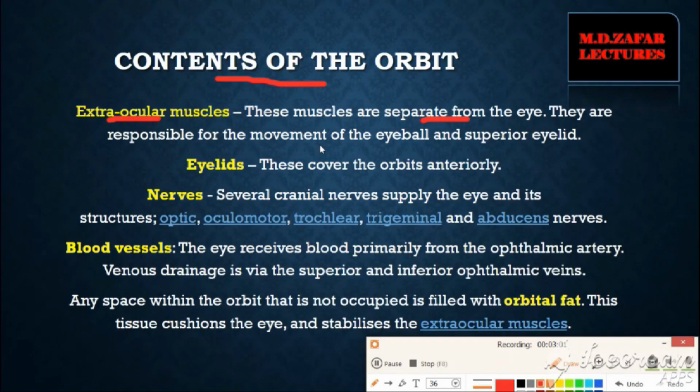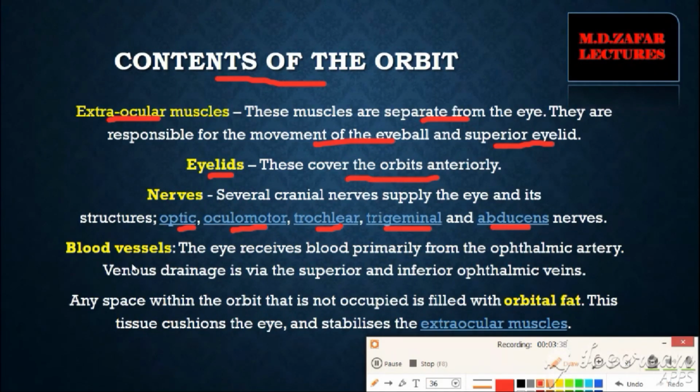They are responsible for the movement of the eyeball and the superior eyelid, and they include levator palpebrae superioris muscle, the two obliques, superior and inferior, and four recti, superior, inferior, medial, and lateral. Talking about further contents, it has eyelids which cover the orbits anteriorly. Nerves. There are various nerves which are present within the orbit, or pass through the orbit, and they include the optic nerve, the oculomotor nerve, the trochlear and trigeminal, and abducens nerve.